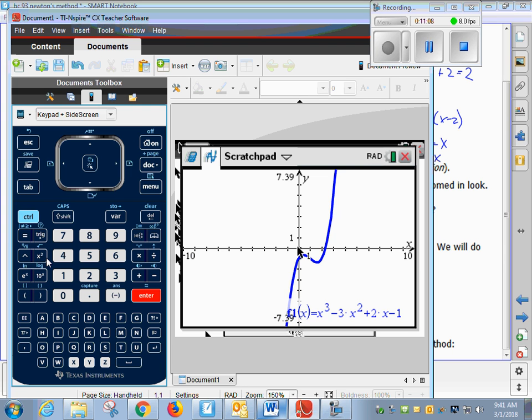Now you're also going to need the derivative. So in y2 or f2, whatever kind of calculator you have, would you also put the derivative? 3x squared, I'll explain why in a second, minus 6x plus 2. Do I have that derivative right? Yes. Okay, you with me? Okay, cool.